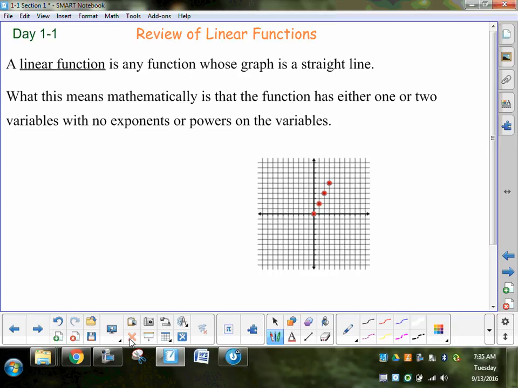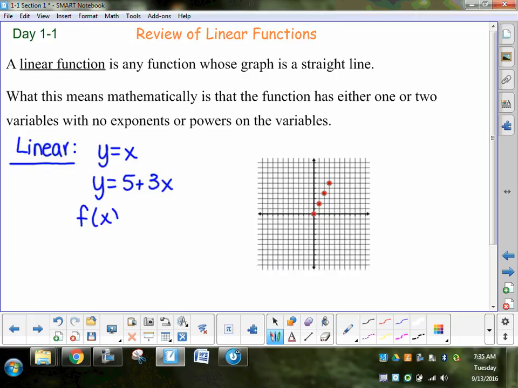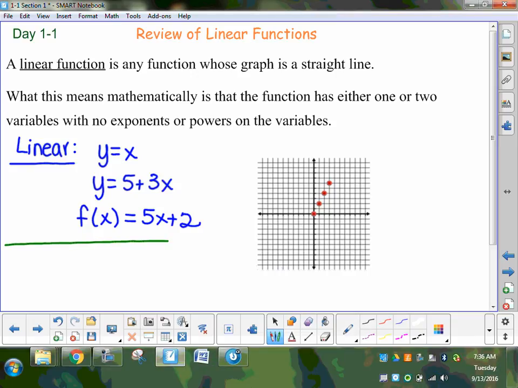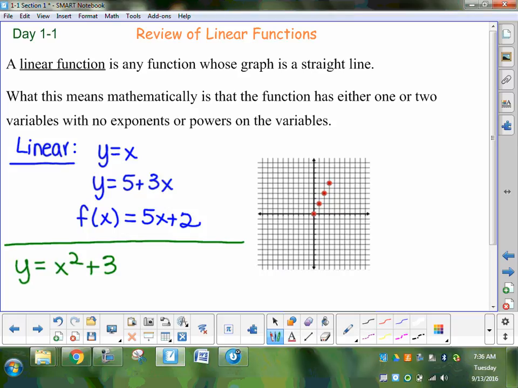When we're talking about things that are linear, a linear equation could look like y equals x, or y equals 5 plus 3x. Notice that there are no powers greater than 1 there. We could use function notation and say f of x equals 5x plus 2. Those are all linear. Now, things that are not linear, let's say I have y equals x squared plus 3. Hands up, please, if you can tell me the type of graph that would be. Quadratic. There you go. It's going to be a quadratic.